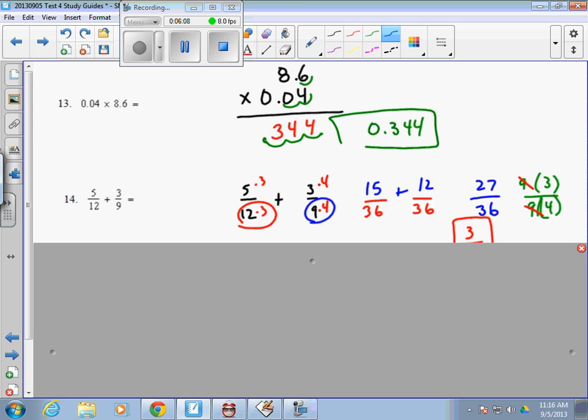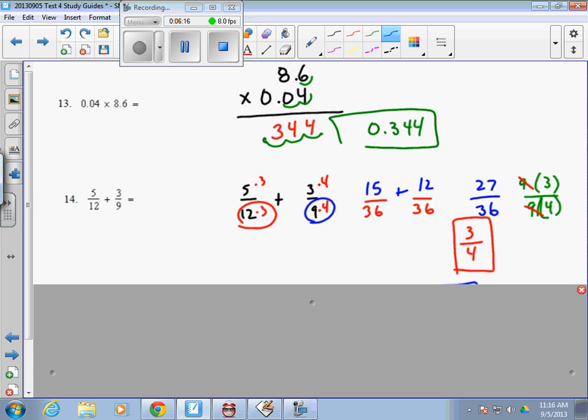The number 9 goes into both of those. 9 times 3 is 27. 9 times 4 is 36. Cancel out 9 divided by 9, and you're left with 3/4.